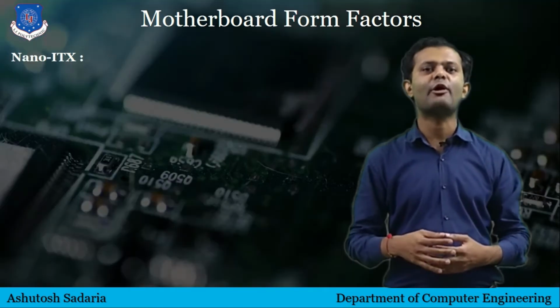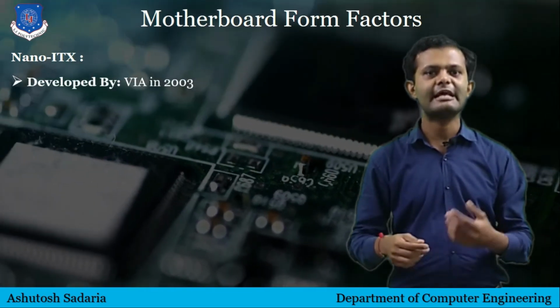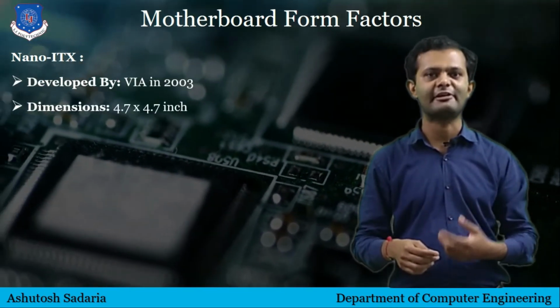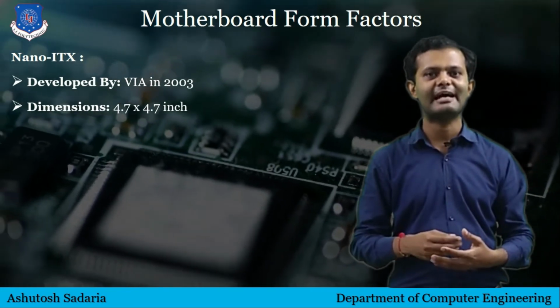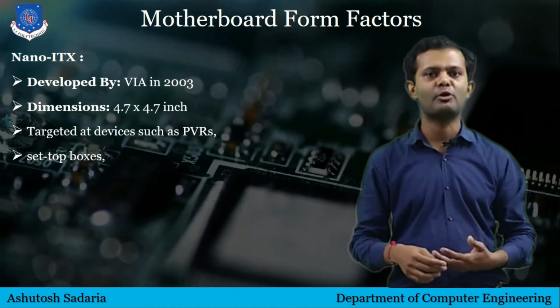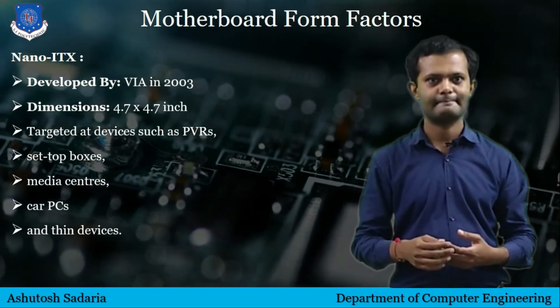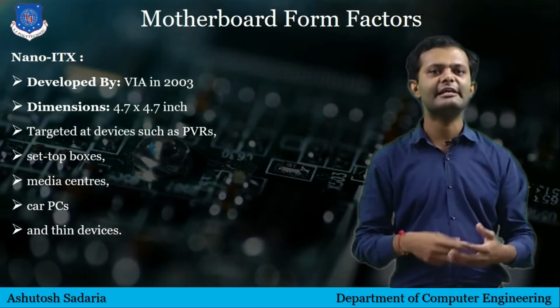The next is Nano ITX. It was released by VIA in 2003. Its dimensions are 4.7 by 4.7 inch. It was specifically targeted at smart digital entertainment devices like PVRs, set-top boxes, media centers, car PCs and other thin devices. And the next form factor is DTX.